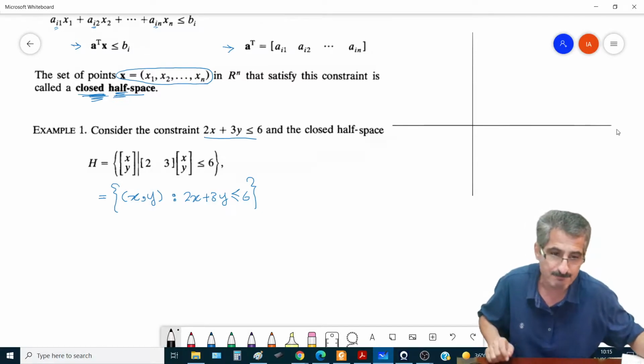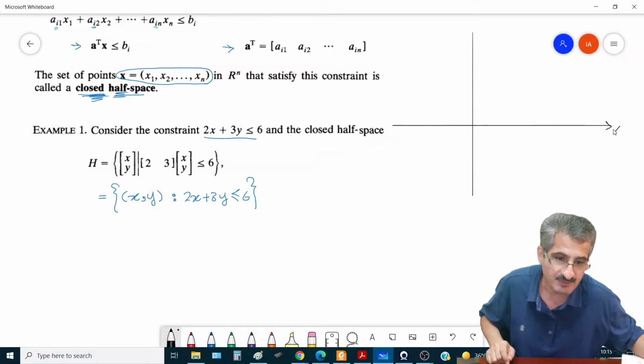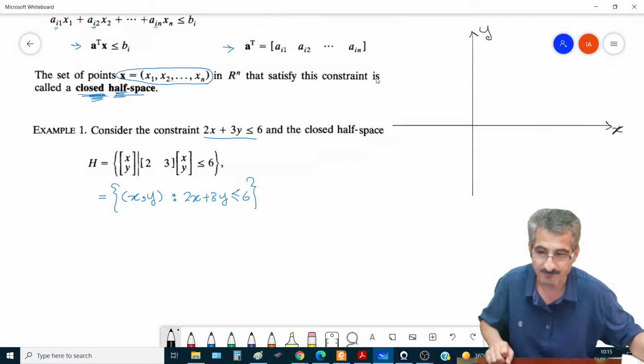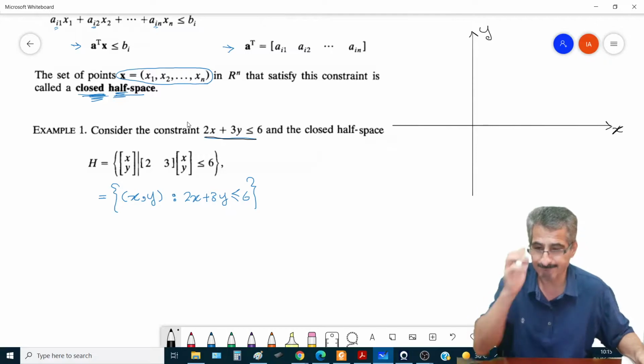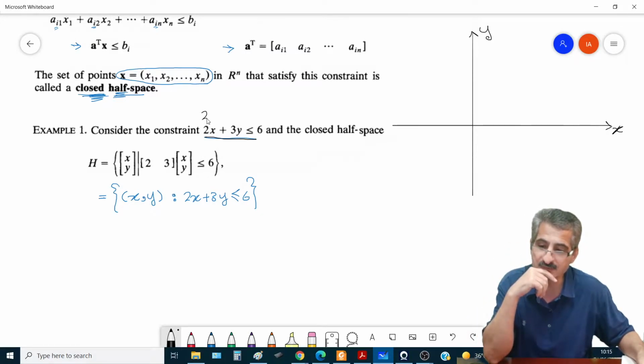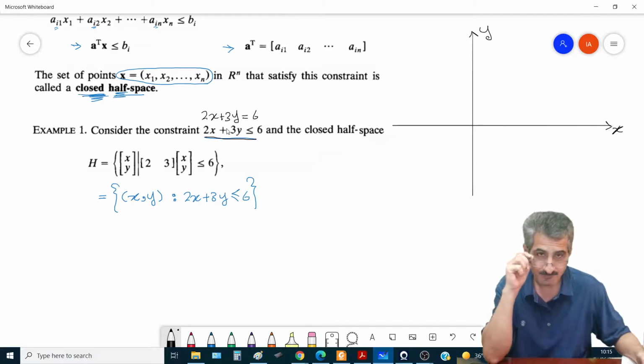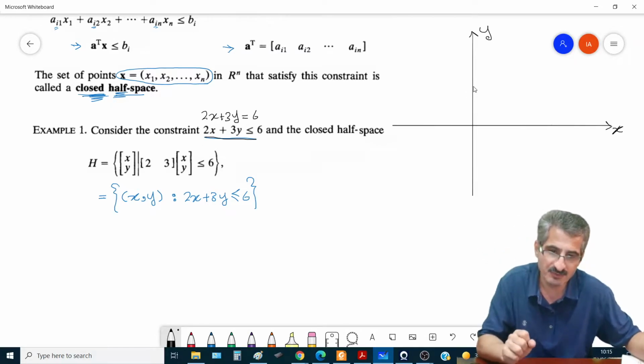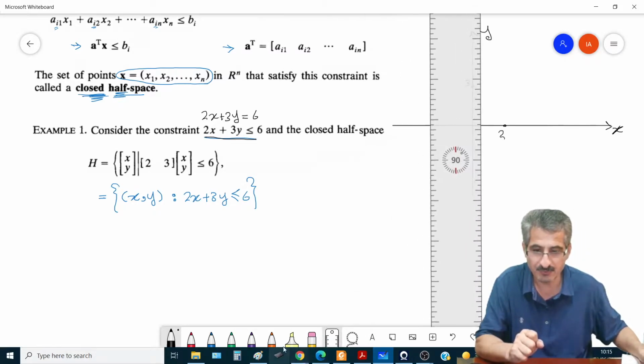into 2 halves. So if this is the x-axis, and this is the y-axis. Okay. What we will do is we will graph this line. We will graph 2x plus 3y equals 6. Good? Okay, how we graph it? Take the intercepts, make x equals 0, then we get 3 here. And make y equals 0, then we get 2. Good? Okay, so now draw the line.